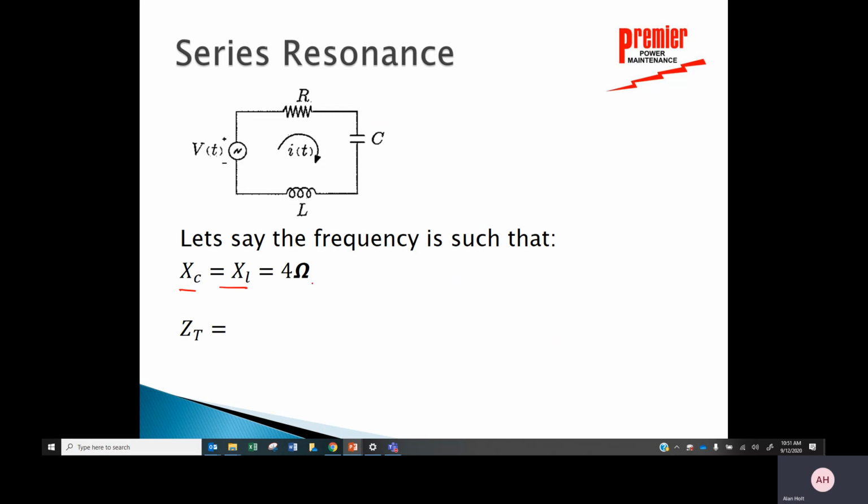And it just so happens at that frequency that X sub C equals X sub L equals 4 ohms. So at that frequency, this is a 4 ohm capacitor, and this is a 4 ohm inductor. If I look at the X diagram, here's resistance, here's X sub C, and here's X sub L. So I've got 4 ohms of capacitive reactance, I've got 4 ohms of inductive reactance, plus 4, minus 4. They cancel each other out.